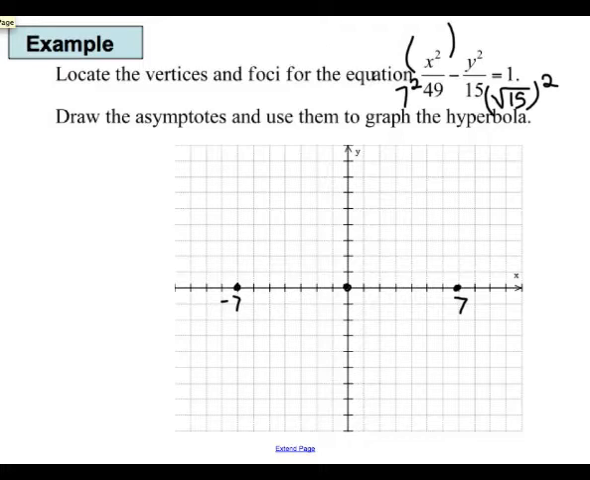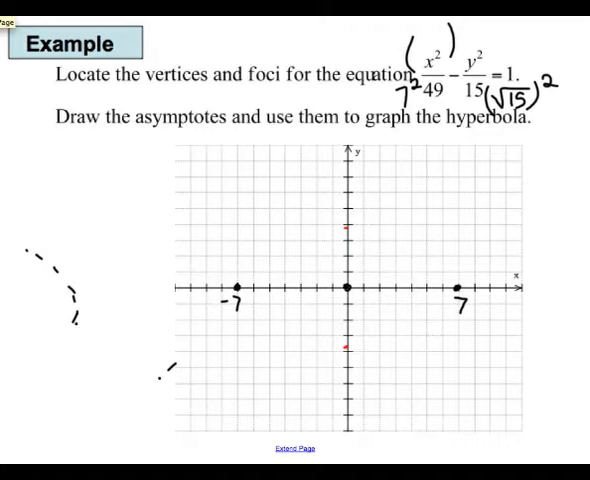Those are going to be my vertices. That's actually where the parabola will appear. So the parabola is going to look something like this. But I'm going to hold off on drawing that because I'm going to be able to figure out how wide this parabola is by looking at the other value, the square root of 15. So that's a little bit less than 4. So I'm going to go up 4, and I'm going to make a little mark here. And I'm going to go down almost 4 and make a little mark.